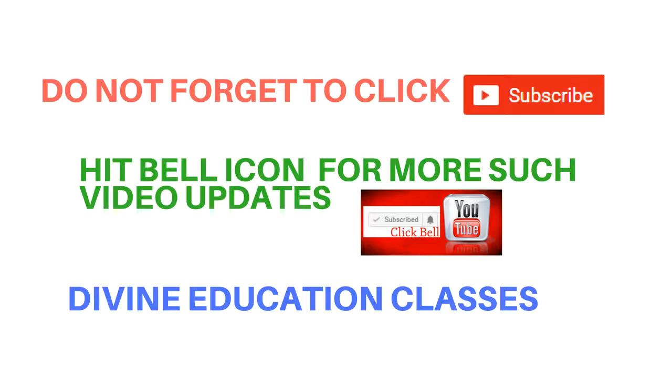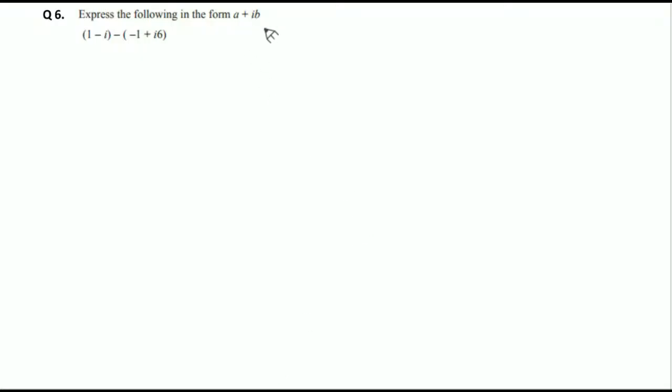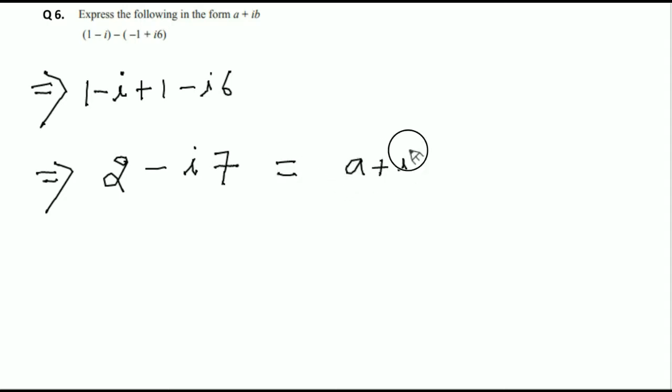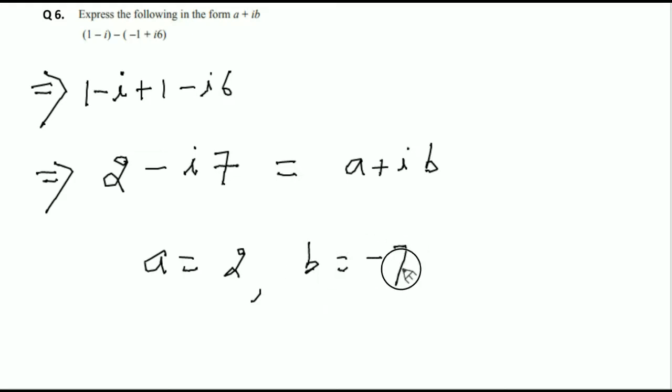Express the following in the form of a plus iota b. Again go for the simplification. 1 minus iota, plus 1 minus iota into 6. So here 1 plus 1 becomes 2, minus iota and minus iota into 6, that is iota into 7. So this becomes minus iota into 7, which is the form of a plus iota b. Here you can write a equals 2 and b equals minus 7.